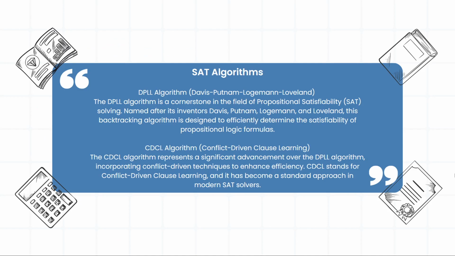Next up are the SAT algorithms. First up is the DPLL algorithm. The DPLL algorithm is a cornerstone in the field of propositional satisfiability solving. Named after its inventors, this backtracking algorithm is designed to efficiently determine the satisfiability of propositional logic formulas.